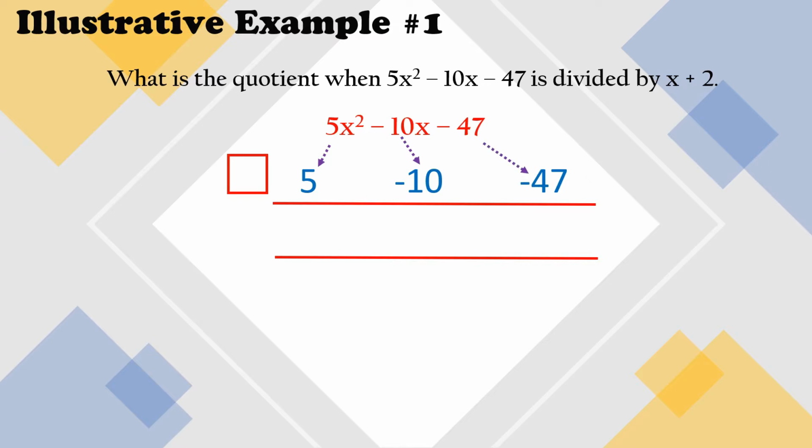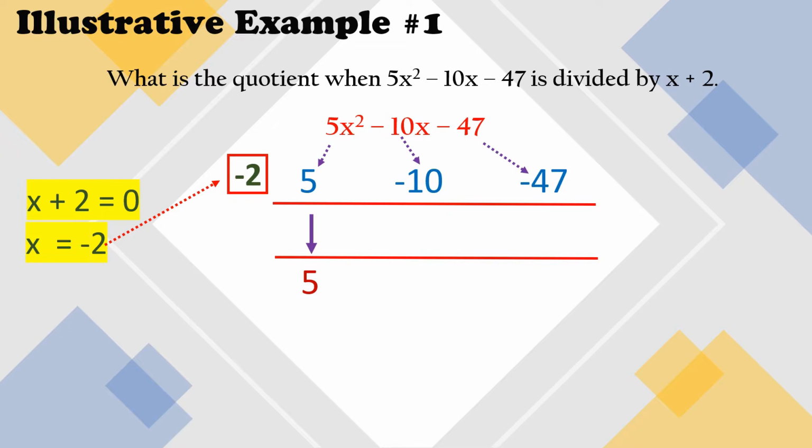After this, we solve for our synthetic divisor. So we're going to get x plus 2 equals 0. We solve for x equals negative 2. Then that will be our synthetic divisor, which is negative 2. We put it in the small box on the upper corner. Then we bring down 5 on the third row.